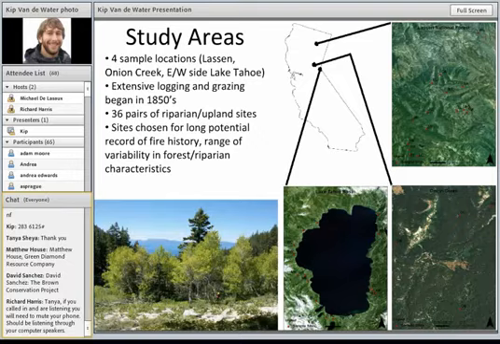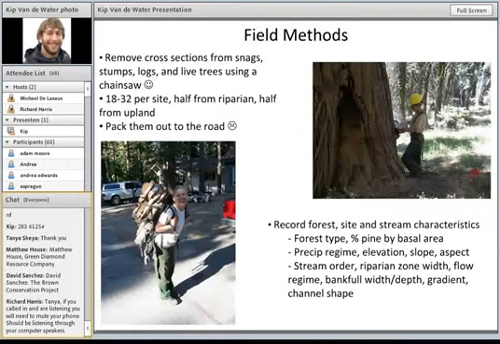So we looked at the east and west sides of Tahoe Basin, Onion Creek Experimental Forest, which is just over the hill, and then I believe it's the North Fork of the American River watershed. And then we looked at the Almanor Ranger District of the Lassen National Forest, and we had 36 pairs of riparian and upland sites. And we were assessing differences between those.